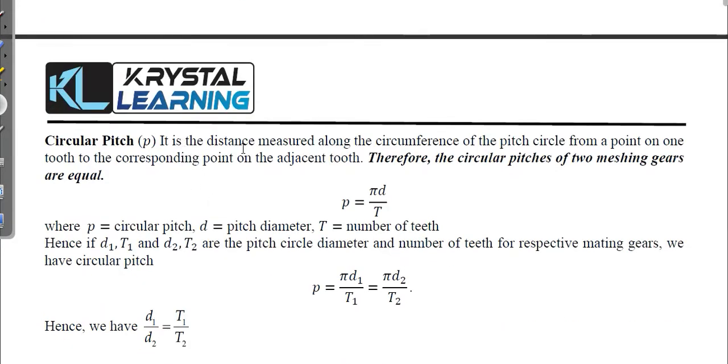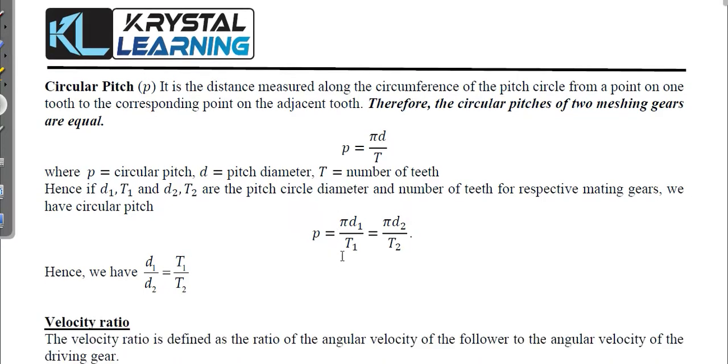So circular pitch is another term. It is the distance measured along the circumference of the pitch circle from one point on one tooth to the corresponding point on the adjacent tooth. So for two mating gears, the circular pitch will be the same. So the relation is P equal to pi d1 upon t1 equal to pi d2 upon t2.